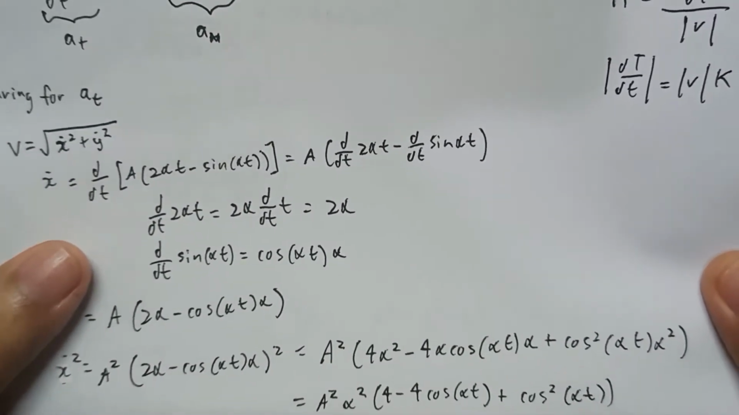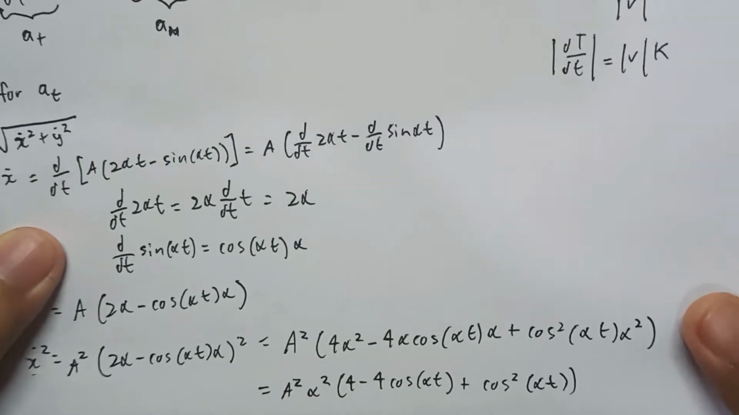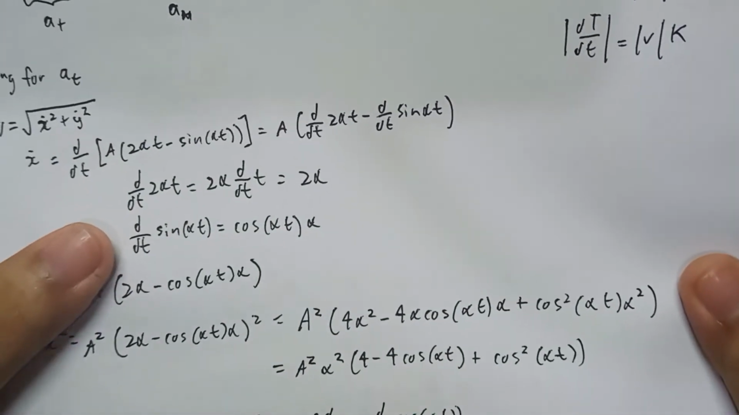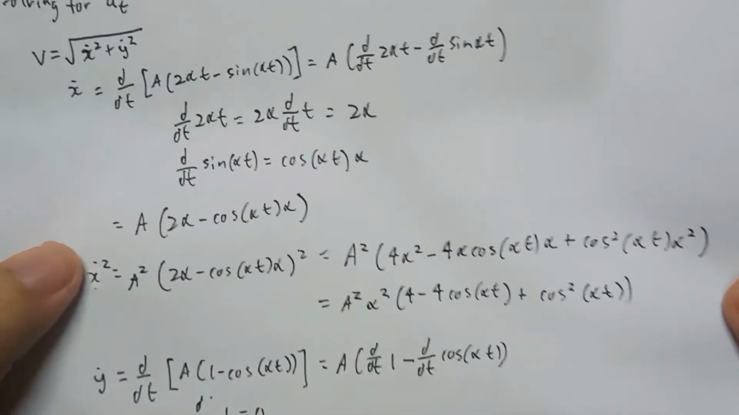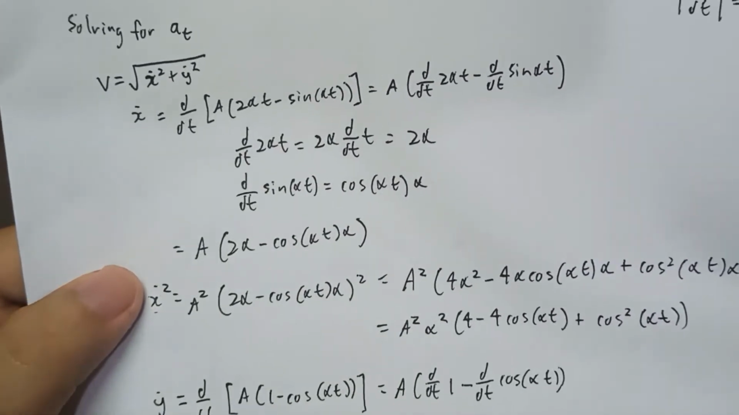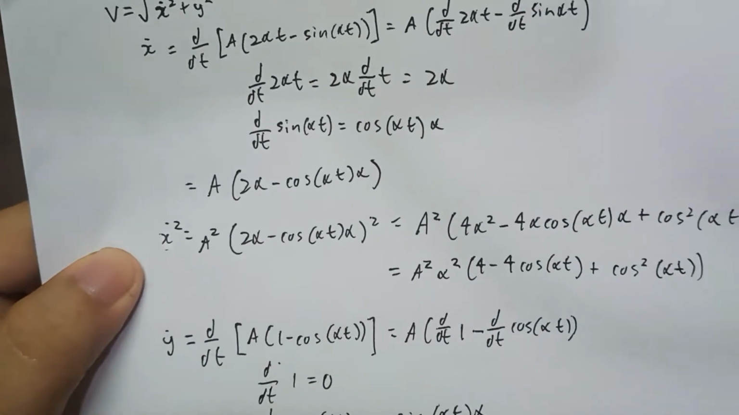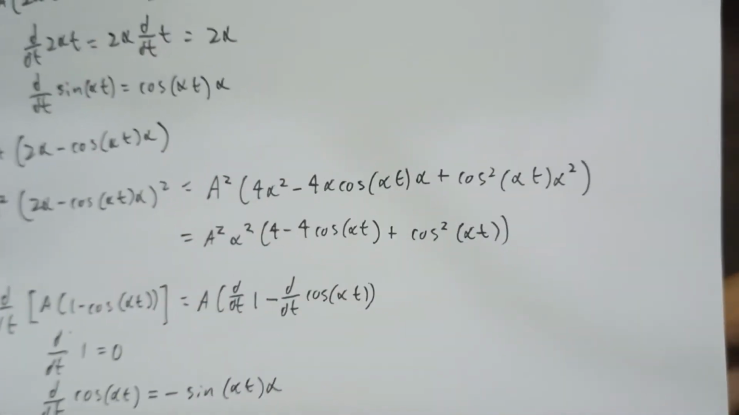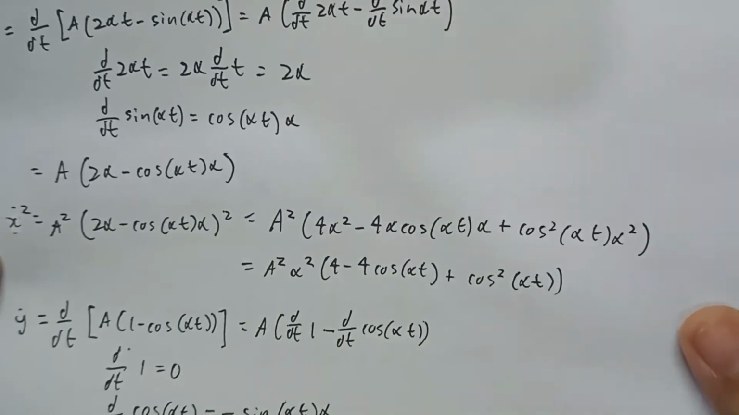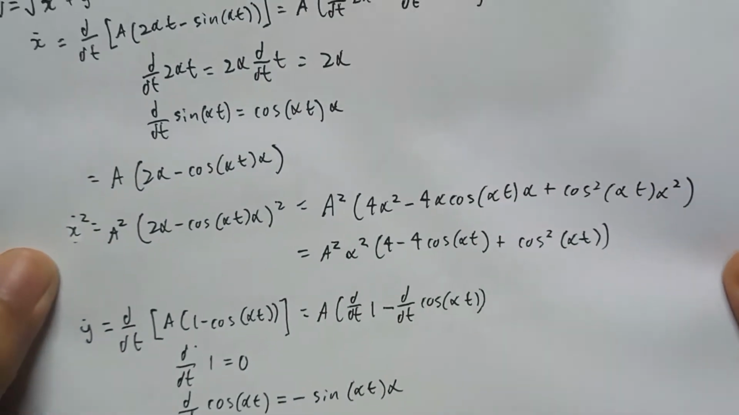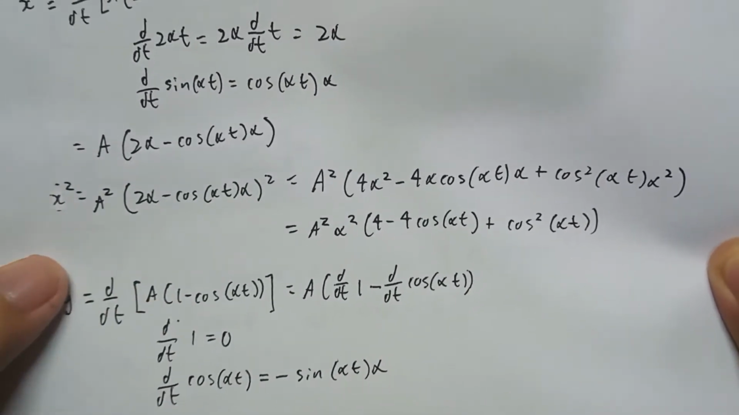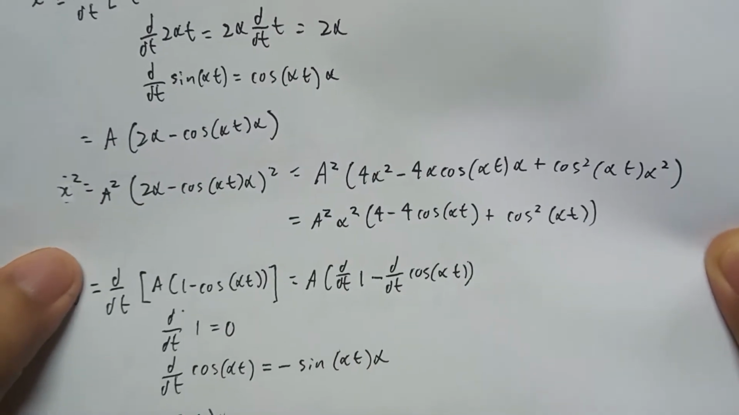And the derivative with respect to t of 2 alpha t is equal to 2 alpha, and the derivative with respect to t of sine alpha t is equal to cosine alpha t times alpha, which gets us the first derivative of x equal to a times 2 alpha minus cosine alpha t times alpha, and we square that, and we distribute the square to a and to 2 alpha minus cosine alpha t times alpha, which gets us a squared times 2 alpha minus cosine alpha t times alpha squared.